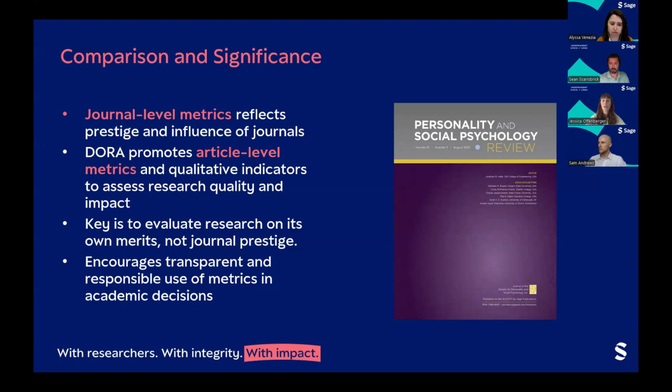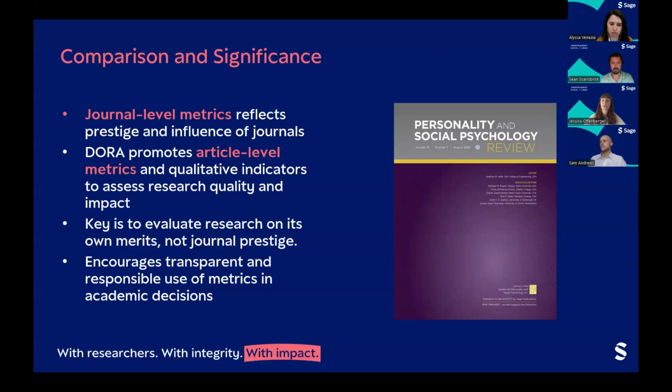The Declaration on Research Assessment, or DORA, is a global initiative that launched in 2012 at the annual meeting of the American Society for Cell Biology in San Francisco. This initiative was created to address the widespread misuse of journal-based metrics, particularly the Journal Impact Factor, or JIF, in evaluating the quality and impact of scholarly research.